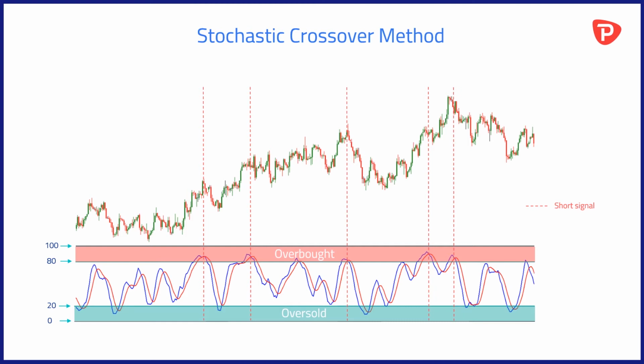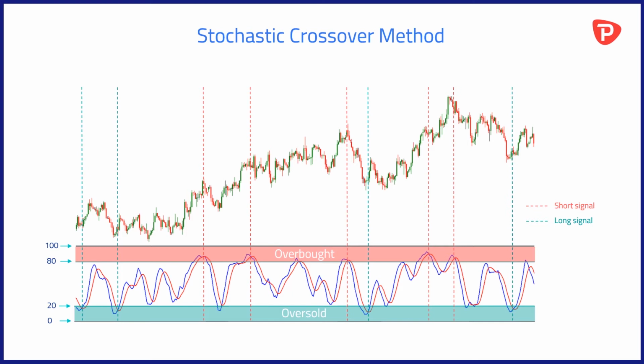A long condition is set up the same way. When the %K line crosses from below the %D line to above it, and both lines are in the oversold area, you can place an order to go long. The same rule applies: if the cross happens when the lines have already crossed above the 20 level, the signal to go long is not valid.